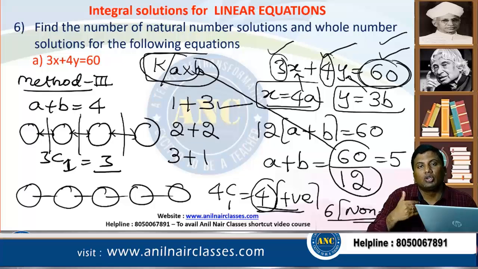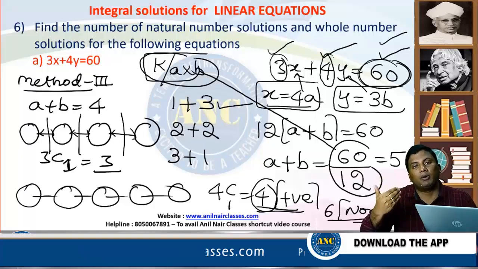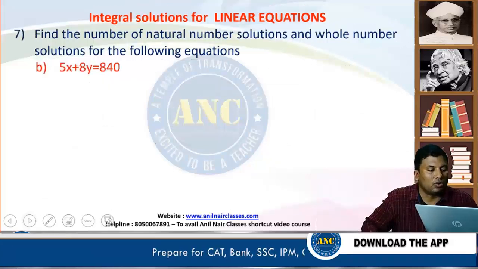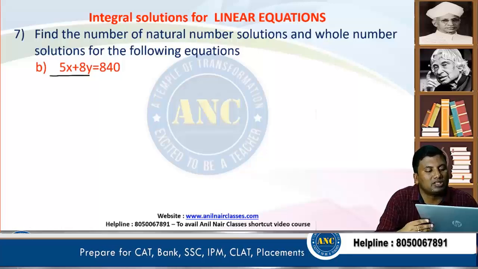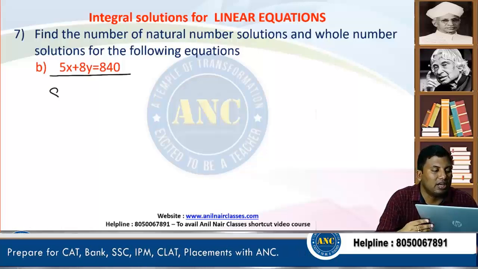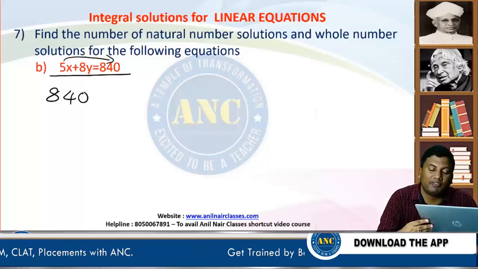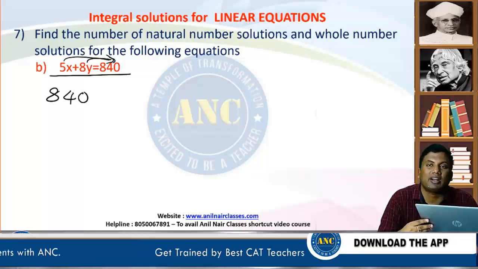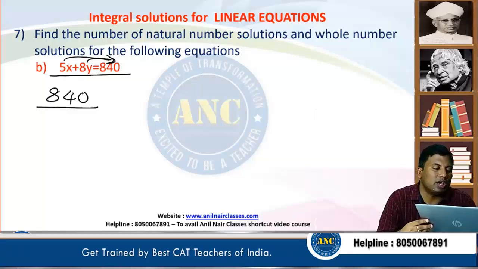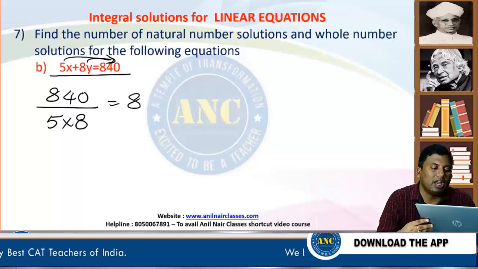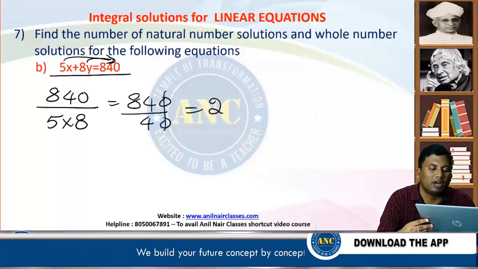Once you know this, you will start avoiding the tabular method and you will start using the problems in AP methods and will maximize your score. Now 5x + 8y = 840. k by a into b. Is 5 a factor of 840? Yes. Is 8 a factor of 840? Yes. So k by a into b: 840 by 5 into 8, 840 by 40, which is nothing but 21.